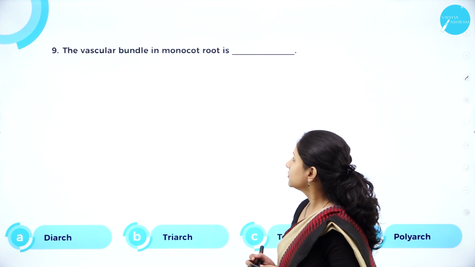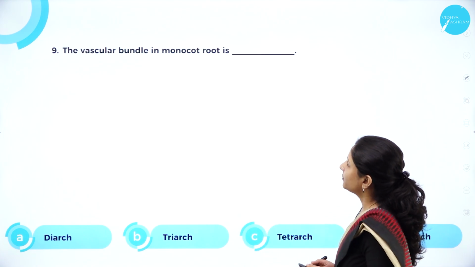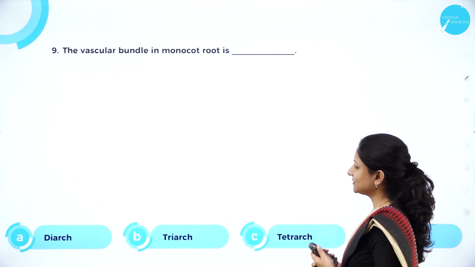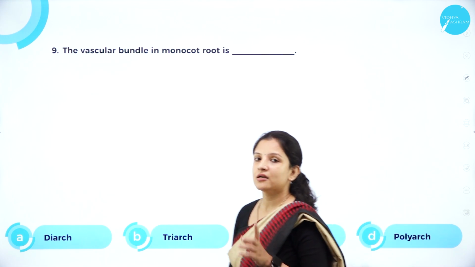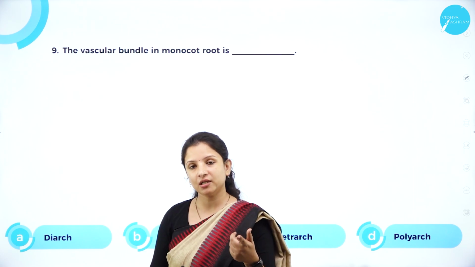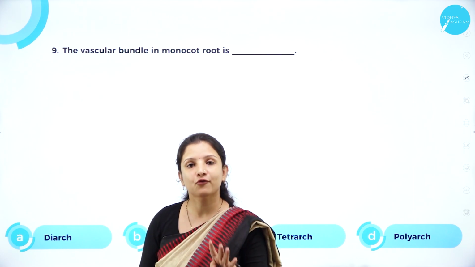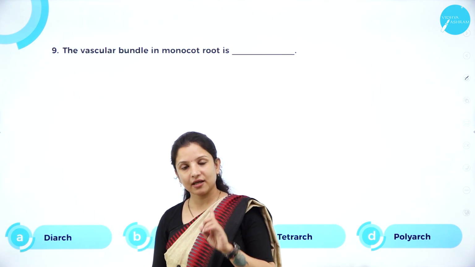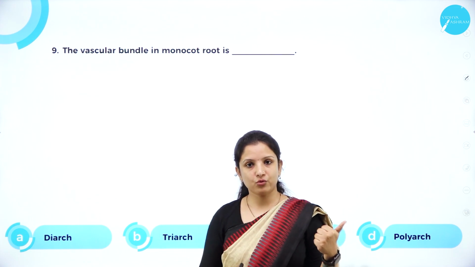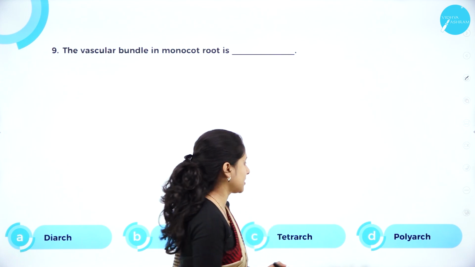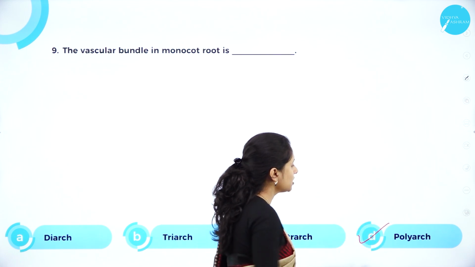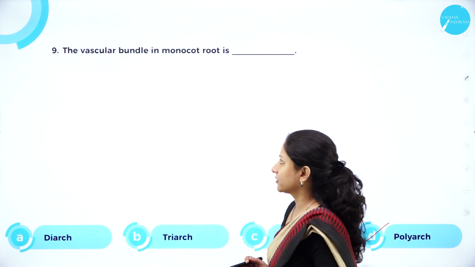So next question. The vascular bundle in monocot root is it diarch, triarch, tetrarch or polyarch? So we learned that tetrarch we find in dicot root because they have 4 patches of xylem. But in the case of monocot root, the xylem numbers are more than 6. Therefore, they exhibit polyarch condition. So the right answer here is option D, polyarch.